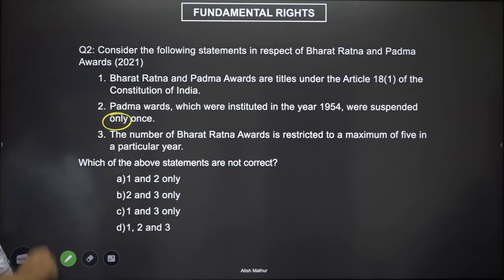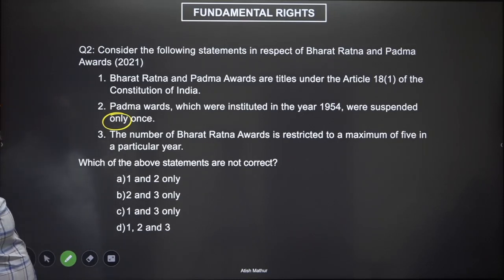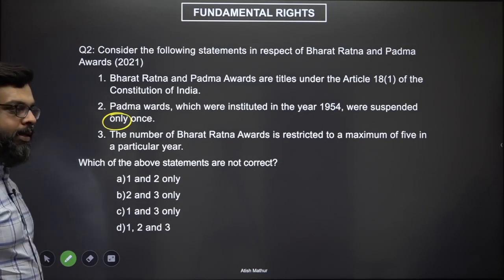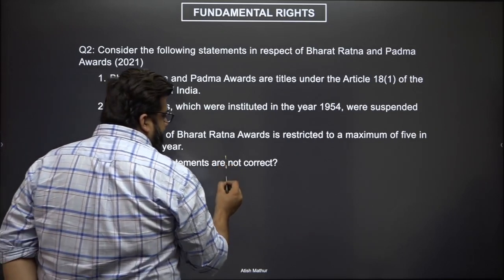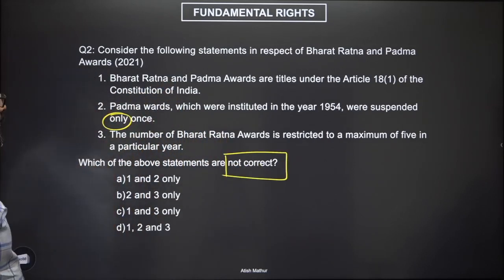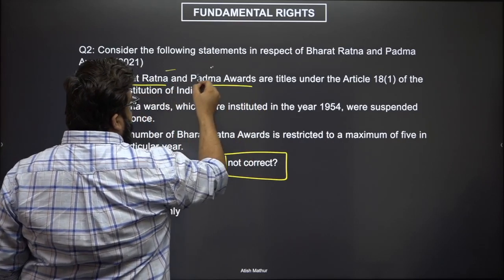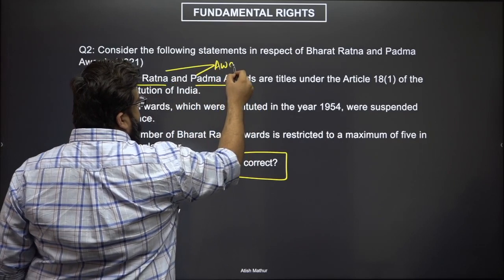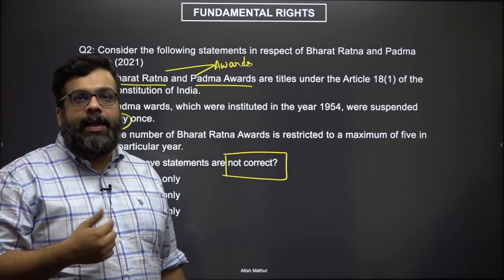Again, this makes us look at the statement with a degree of suspicion. The number of Bharat Ratna awards is restricted to a maximum of 5 in a particular year. Alright. Now, which of the following statements are not correct? Which means any statement which is incorrect is the option that we are looking for. Bharat Ratna and Padma awards. These are essentially awards. These are not titles. Titles are military or professional in nature.